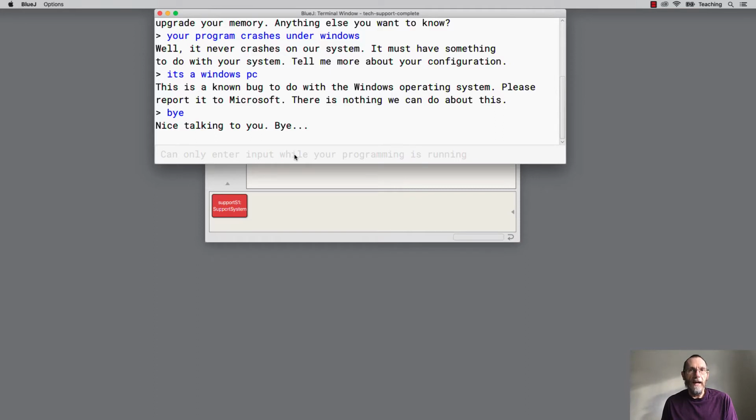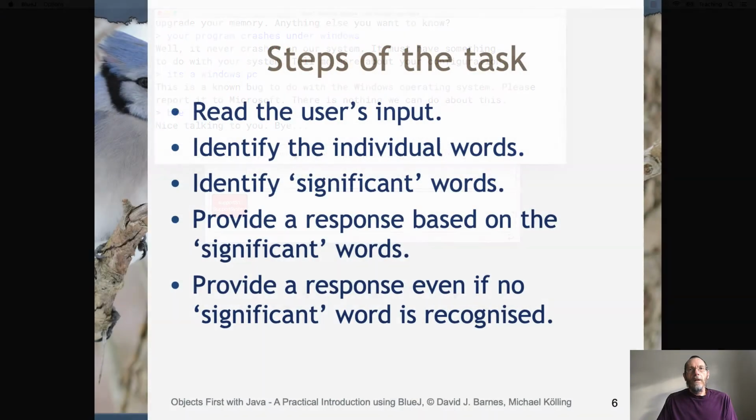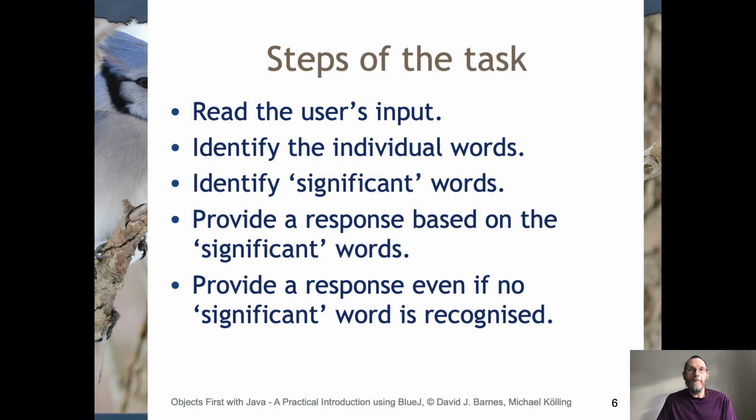So let's think about what problem it is that we're trying to solve, what the steps might be that are involved in solving that problem, and then some of the programming features that we might need in order to provide a programmed solution to that problem. So these are the core steps of the task. We want to be able to read some input from the user. We want to be able to identify individual words within the input in order to try and gain some understanding of what the user's problem is.